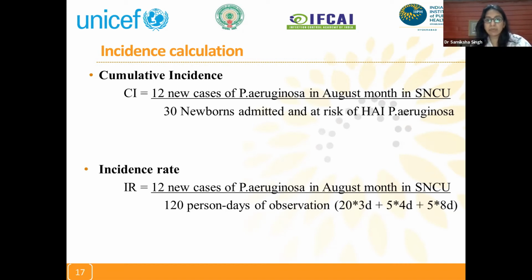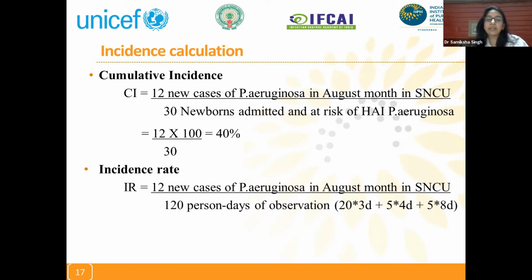So if you want to calculate cumulative incidence, you can calculate it as a point proportion, or you can calculate it as percentage. It is simple. 12 into 100 divided by 30 is equal to 40%. Okay, you can calculate it easily. So the graph I showed you, in that they used to calculate monthly rates. You saw January, February, March, April, May, June. So they calculated it for every month and then plotted it in the graph. Okay, that is your simple cumulative incidence.